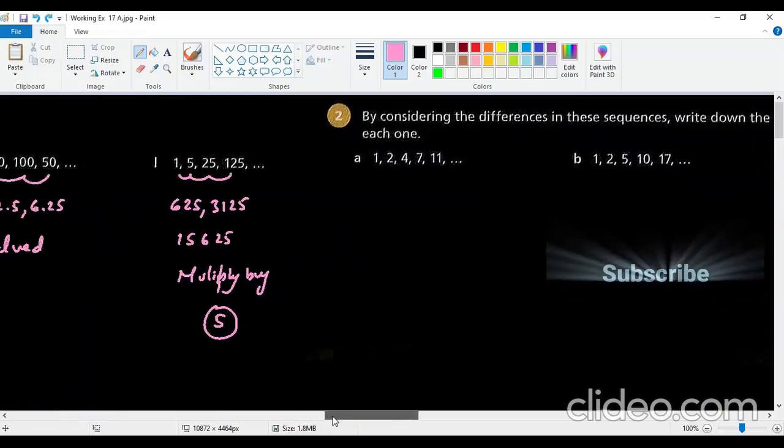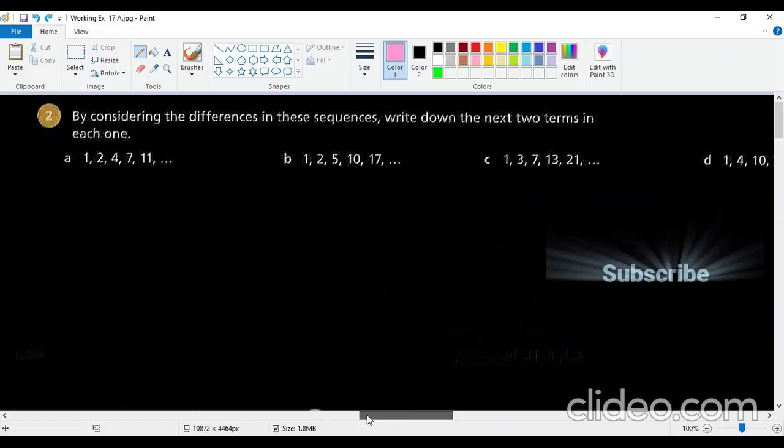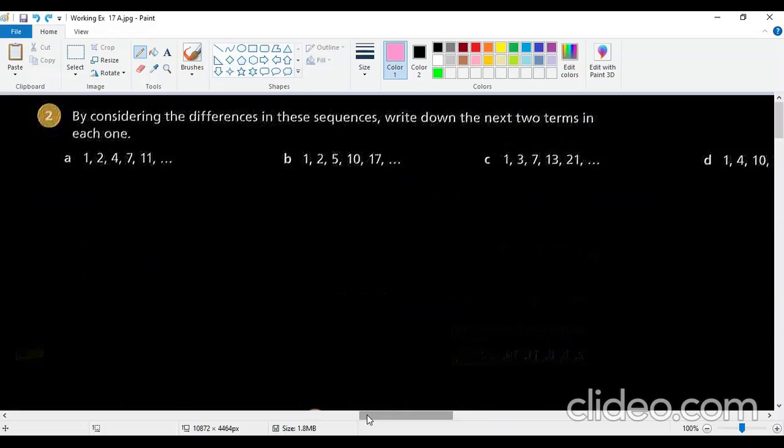Now moving on to question number 2. It says by considering the differences in these sequences. First of all, we look at the difference between the first and second term, which is 1, the difference here is 2, here is 3, here is 4, next is going to be 5, and then 6. So 11 plus 5 is going to give you 16, the next term is going to be 16, and 16 plus 6 is going to give you 22. This is how 2a is going to be solved.